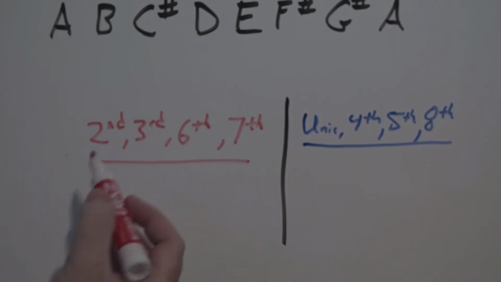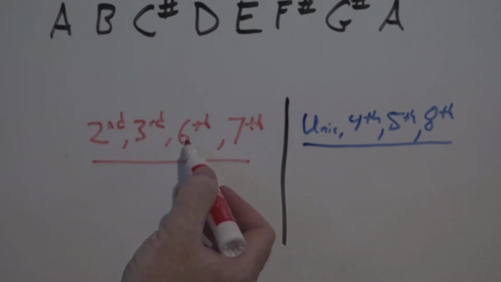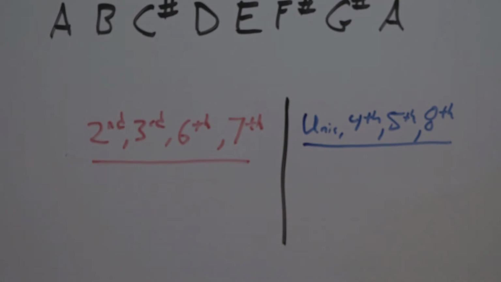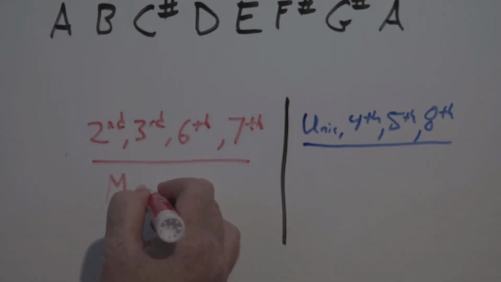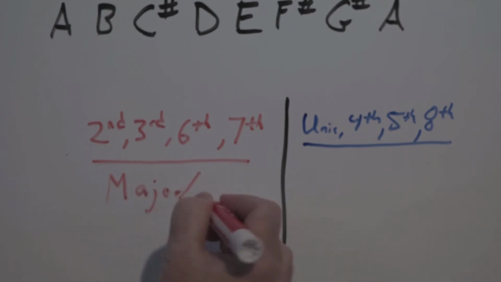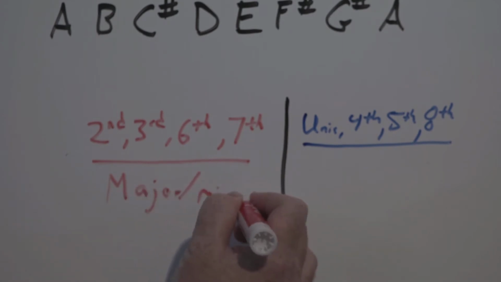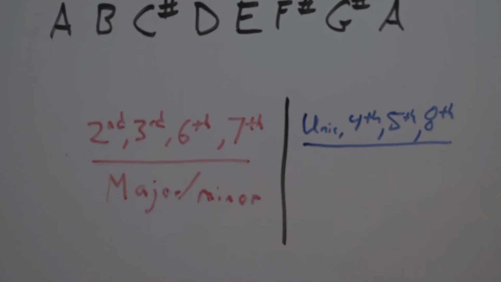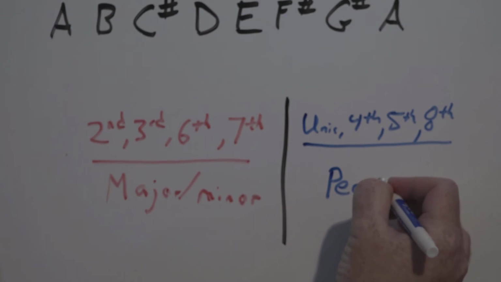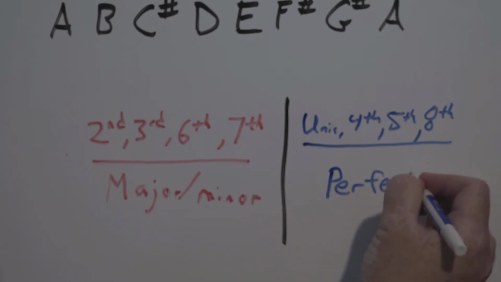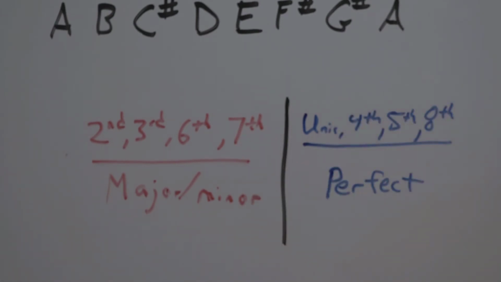If we have a second, third, sixth, or seventh, this is what we will call a major, minor interval. If it's in unison, fourth, fifth, or octave, they will be a perfect interval.